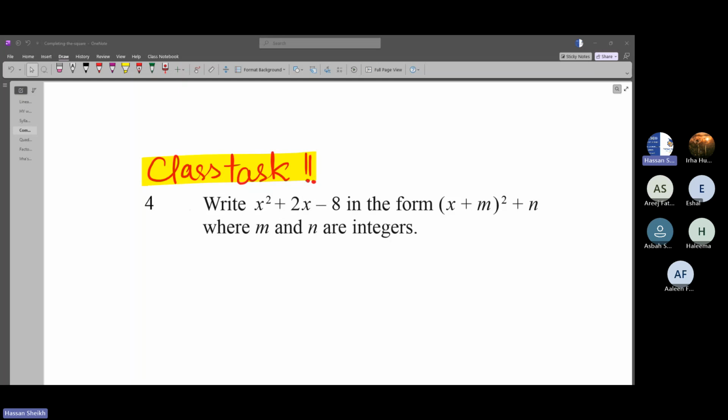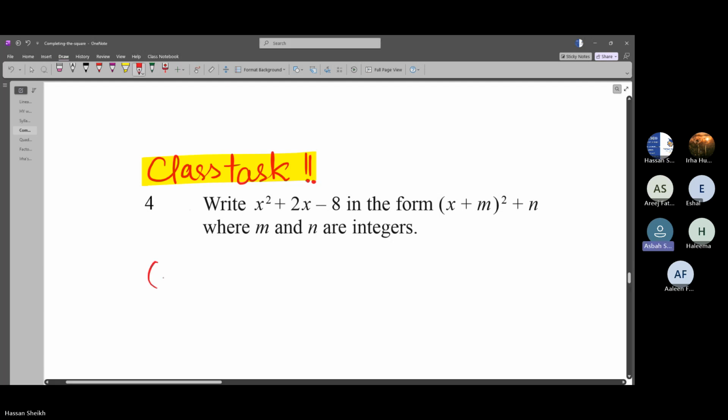Sorry, my microphone was mute. Okay, so Irha done, Arish done, Ishal done, and Aline done. Halima also done? Yes, I'm also done. Okay, so starting with Asba. Asba, what's your answer? I got the answer (x plus 1) whole square minus 9.